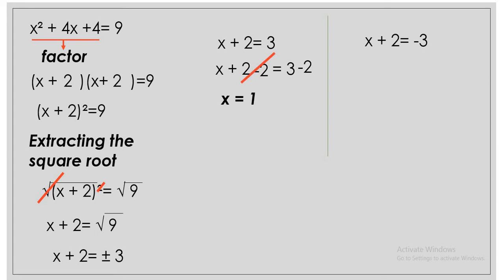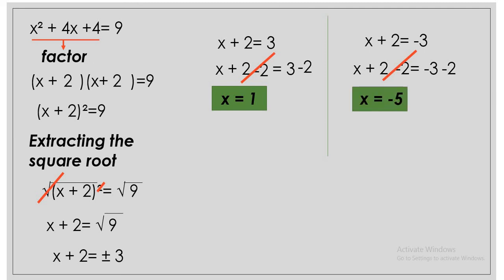Then you will have x is equal to positive 1. On the other side, since this is positive 2, put negative 2 both sides to cancel it out. So your x is negative 5. So these are the two solutions or roots of the equation: x is equal to 1 and x is equal to negative 5.